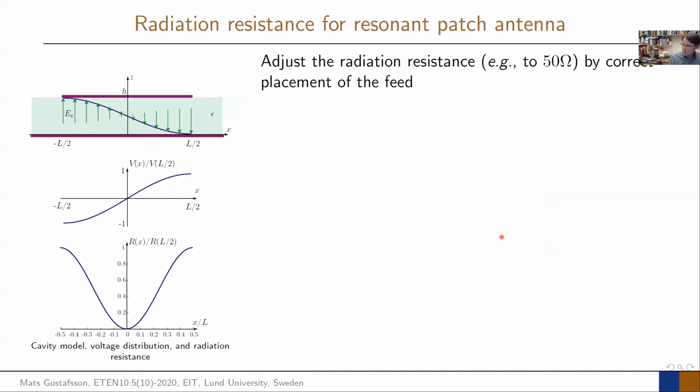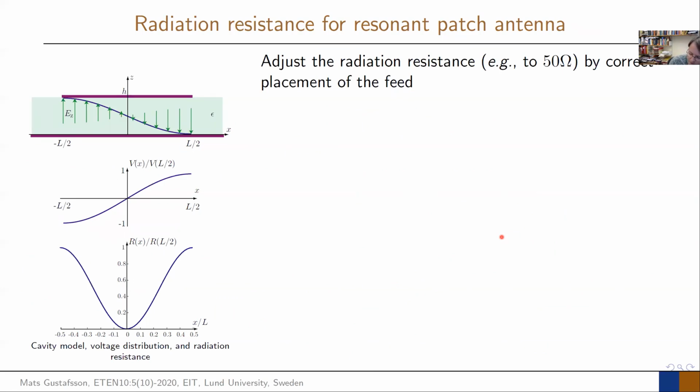So that means that we can now start designing our antenna. And what we have to do is then to adjust, for example, the radiation resistance. We know how long it should be now, half a wavelength. We would also like the antenna to be 50 ohm. So how do we make it 50 ohm? We do that by placement of the feed. So where should we feed these ones?